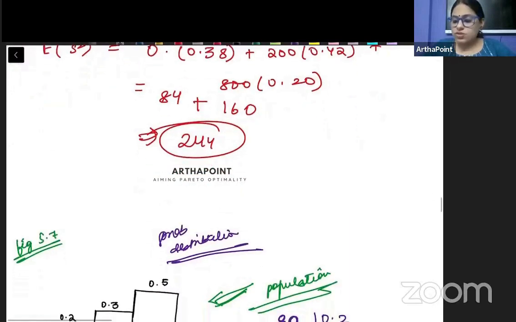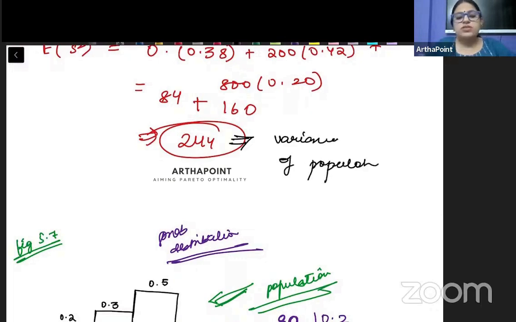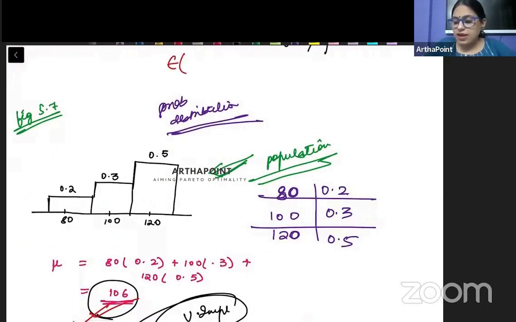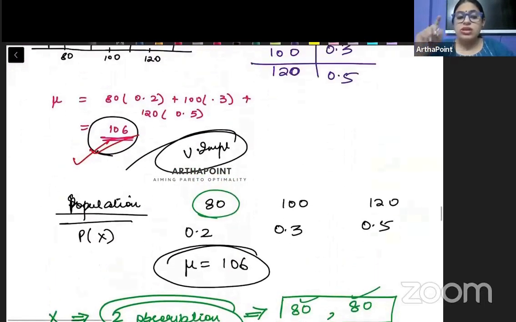This 244 was actually the variance of the population. It was nothing but the variance of the population. So now we have also proved that the expected value of the variance of the sample will be equal to the variance of the population. The expected value of the variance of the sample is equal to the variance of the population.